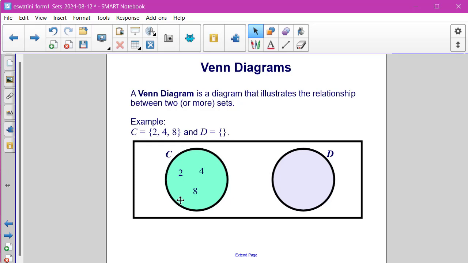So we draw a circle for set C, and we put the elements inside of the circle. And set D doesn't contain any common elements with set C, so it's its own separate circle off to the side. And it's empty because it's an empty set.